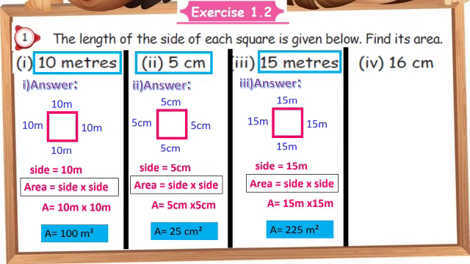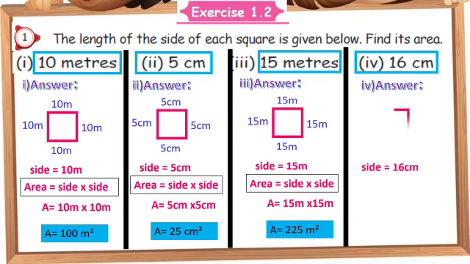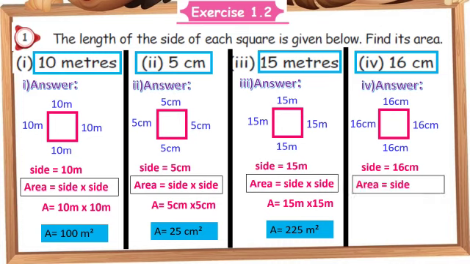And then come to the last, 16 centimeter. Here centimeter so listen carefully. Fourth answer, draw one. Here side is 16 centimeter, isn't it? That is also you have to write. Draw one rough diagram of square with 16 centimeter in all those sides as usual. Then write down the formula A equal to 16.